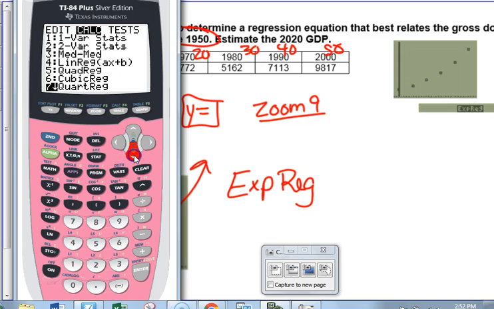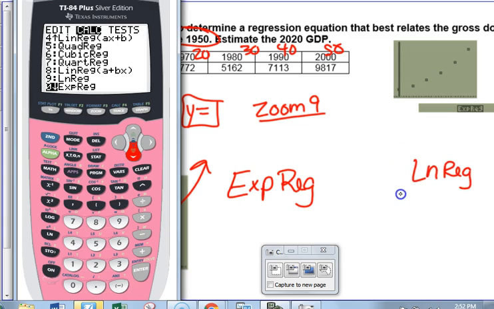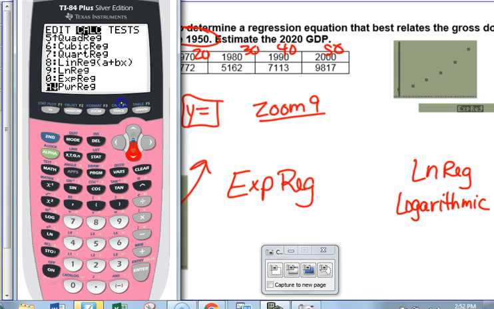It's like number 0, EXPREG. By the way, we're going to get to this in a second, but this one that says LNREG is actually logarithmic. So on the regressions, it doesn't look so much like the word logistic. It's called LN. If you keep going down, there's power, and then there is logistic. Logistic is spelled out. Okay? We'll talk more about those in a second.